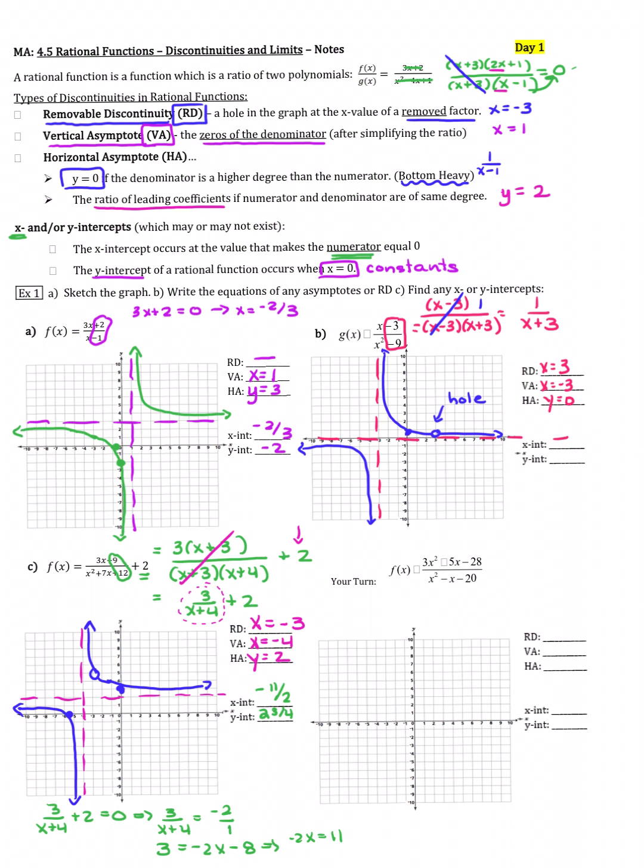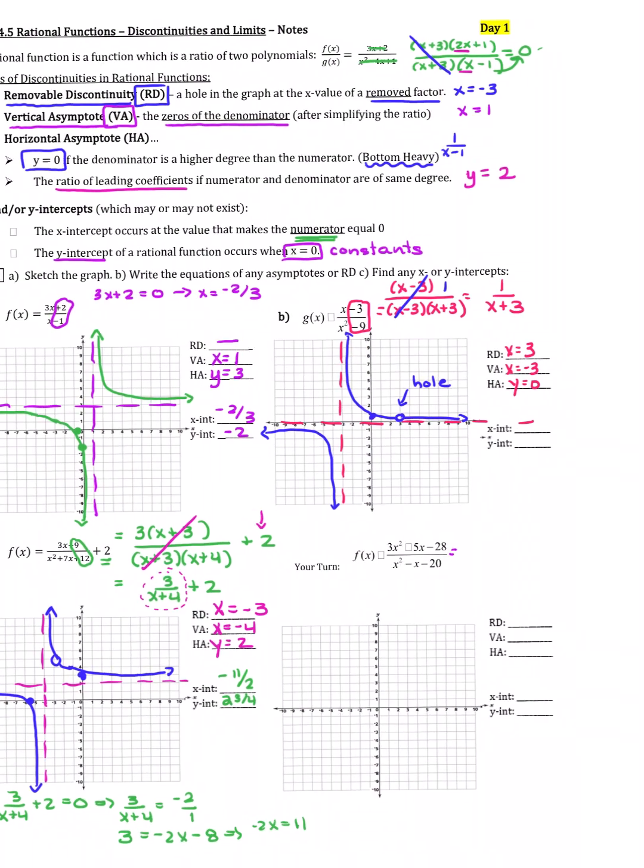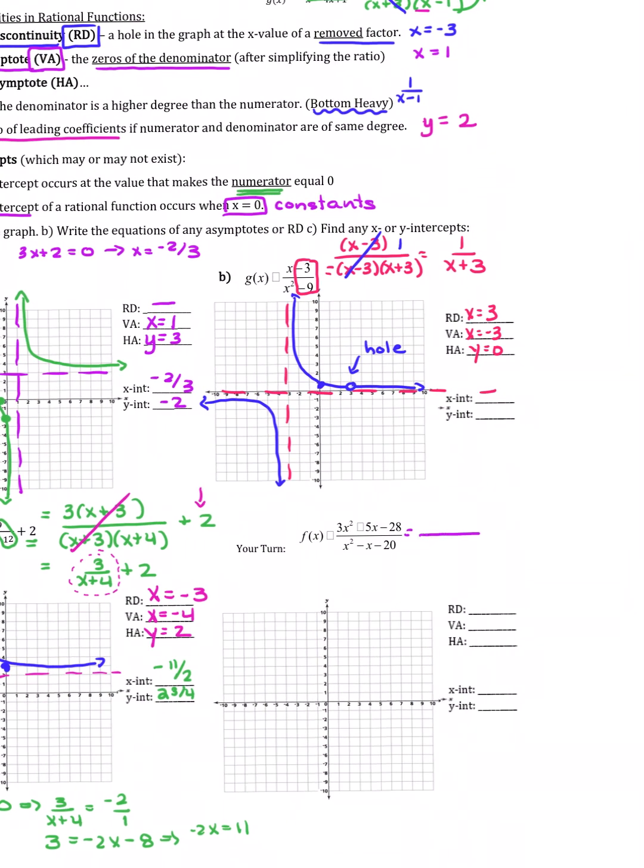So on this last one, I definitely wanted to do this one with you because notice the top looks kind of daunting to have to factor. So what we're going to do is factor the denominator first. So that's easy. That's x minus 5, x plus 4.